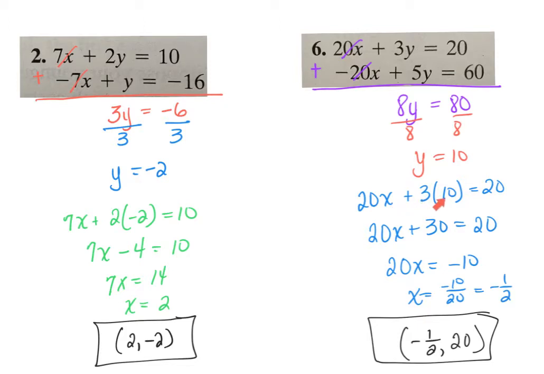I chose the top one. 20x plus 3 times 10 equals 20. So 20x plus 30 is 20. Subtract 30 from both sides. 20x is negative 10. Divide both sides by 20. X is negative 10 over 20. You want to reduce to negative 1/2. So your x is negative 1/2. Your y is 10.